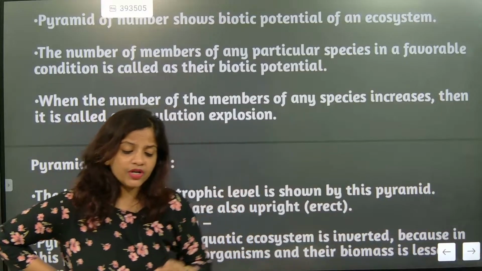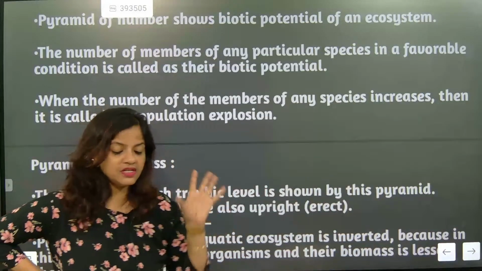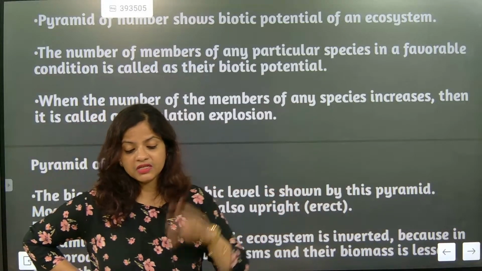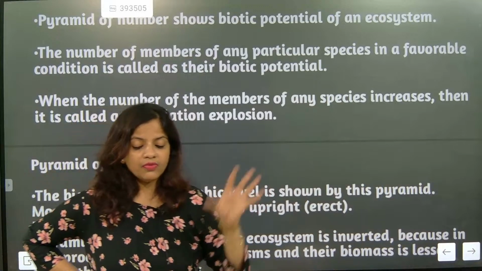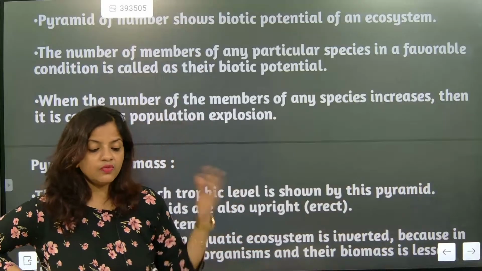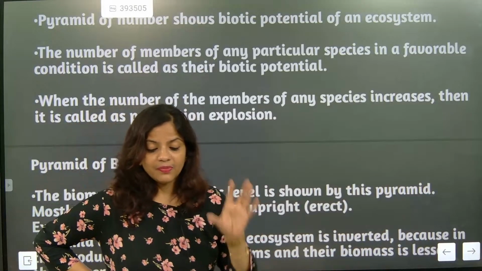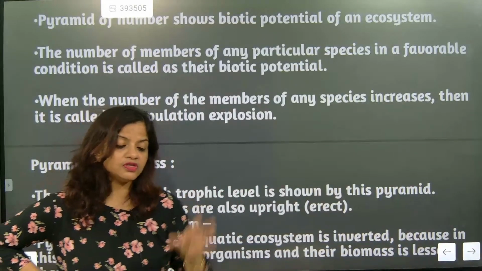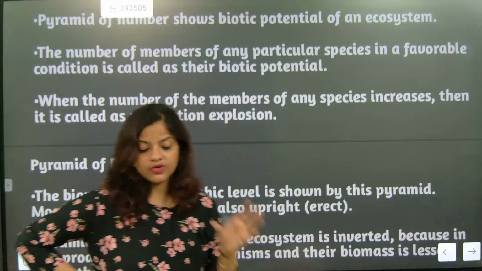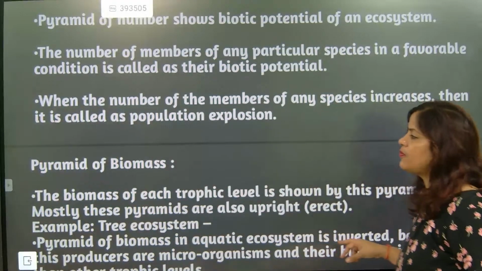Biotic potential is exactly how many members of a particular species are present in that area. Like humans, in this square kilometers, what exactly is the population? 3 crore is the population. Okay. Now from 3 crore, it has increased to 10 crore. That means it will become a population explosion because the human species has increased in number in a particular area. I hope everybody understood the meaning of population explosion.